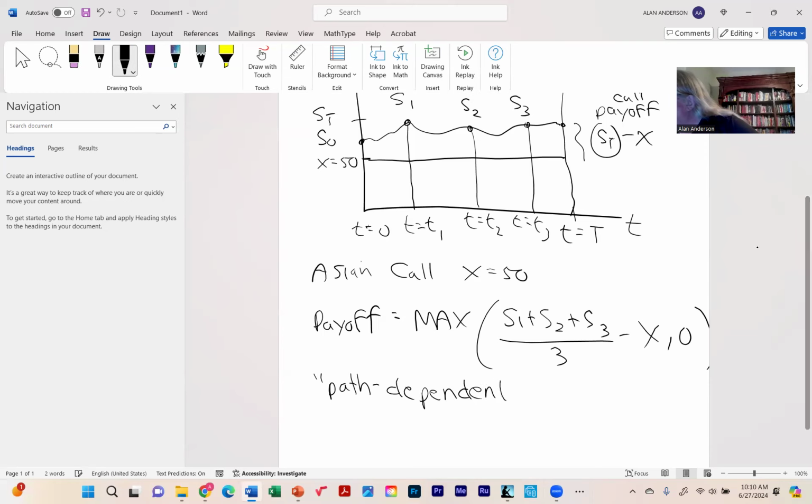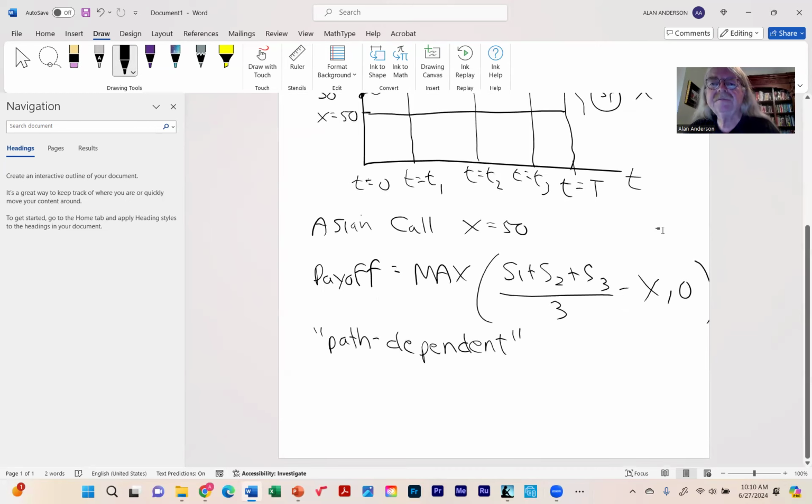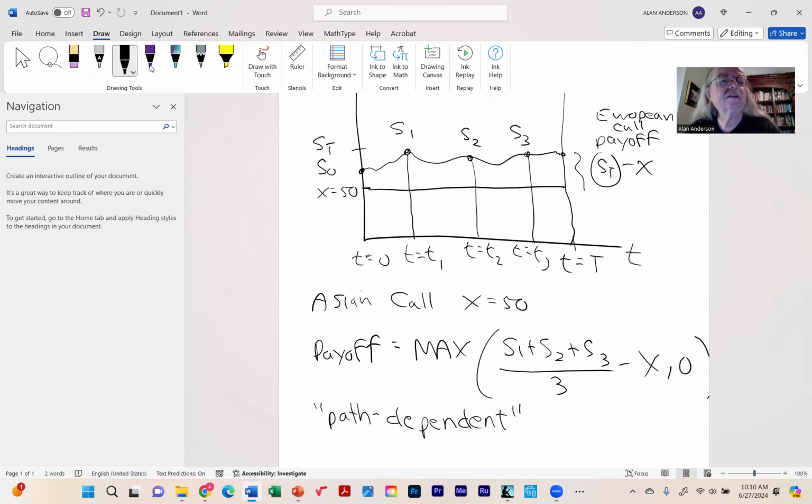because the value of the option depends not just on where the stock winds up, but how it got there. Because if you had a different path, let's say that instead the stock had gone this way, we still ended up at ST. The European call wouldn't be affected by this, but the Asian call certainly would because you can see the S1, 2, and 3 would be quite a bit lower. In fact, it actually could end up finishing out of the money in this case.